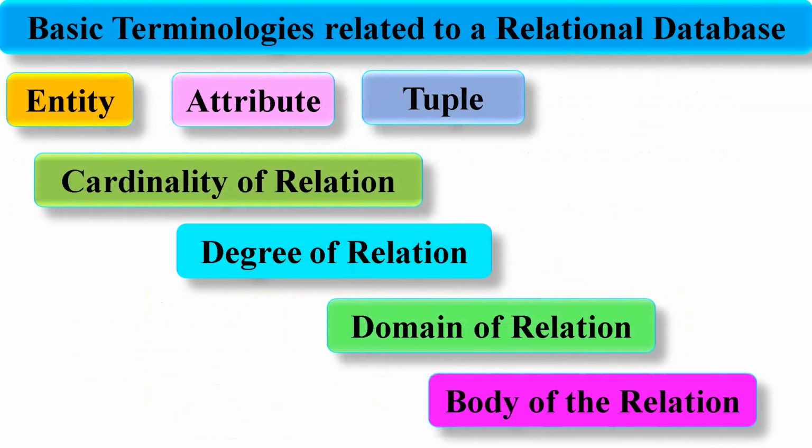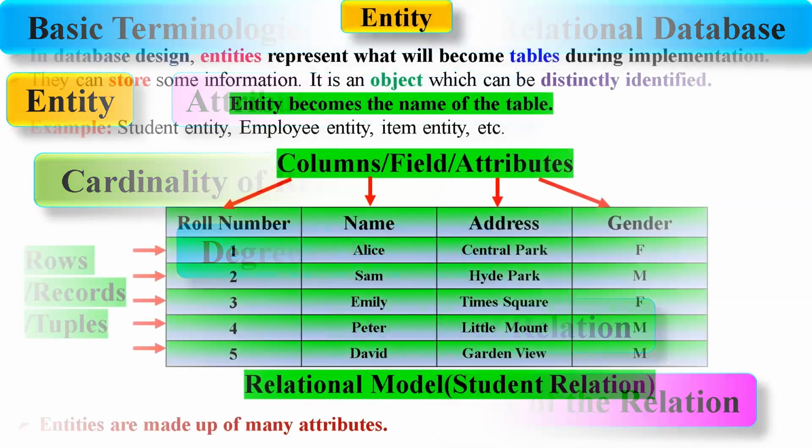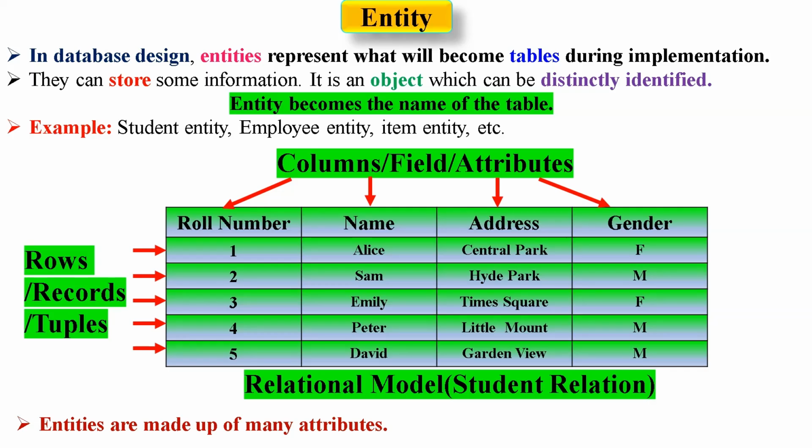Let's discuss the basic terminologies related to a relational database: entity, attribute, tuple, cardinality of relation, degree of relation, domain of relation, and body of the relation. Let's learn about entity. In database design, entities represent what will become tables during implementation. They can store some information.